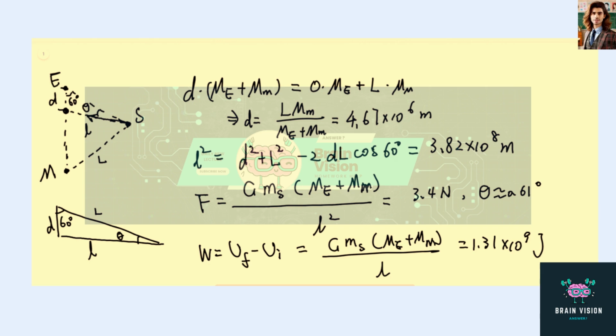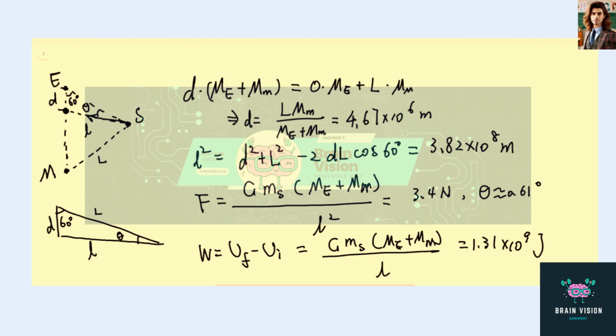So the distance between this point and Earth is d. Suppose this point is at position 0. So the position of the center of mass times the total mass is equal to the position of the Earth, which is at the origin 0, times the mass of the Earth, plus the position of the Moon, which is L, the length of the triangle side, times the mass of the Moon. From this equation, we can solve that the distance d, the position of the center of mass, is equal to 4.67 times 10 to the 6 meters.